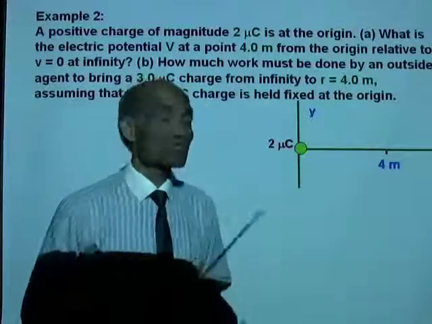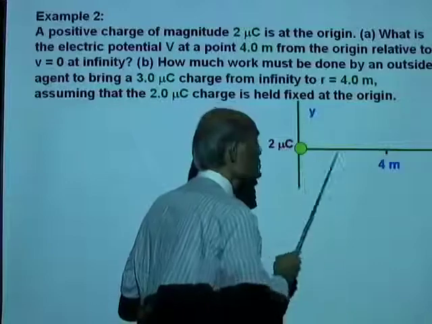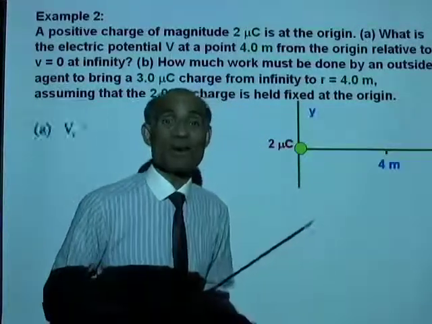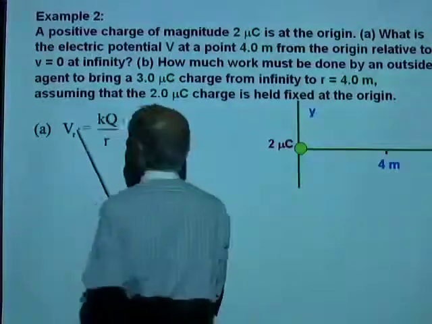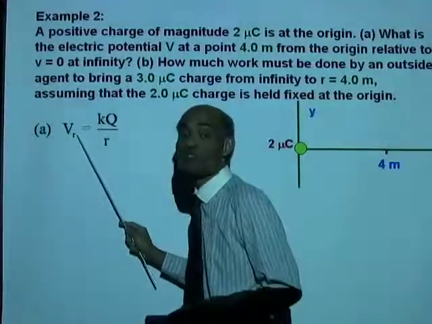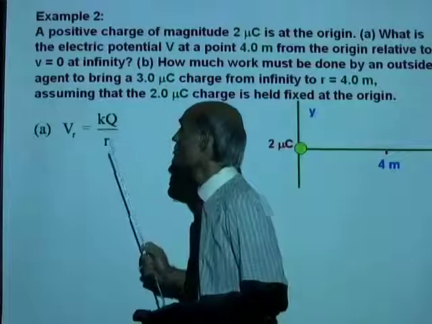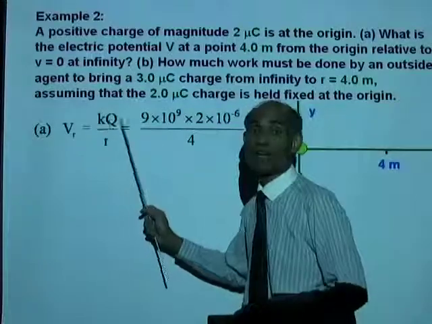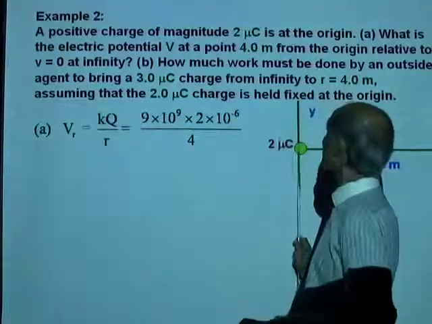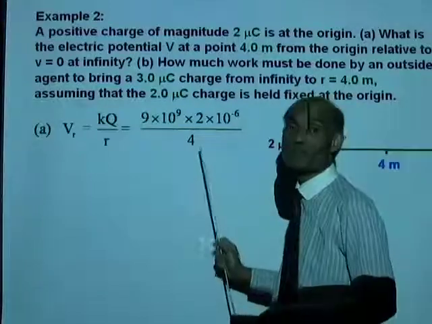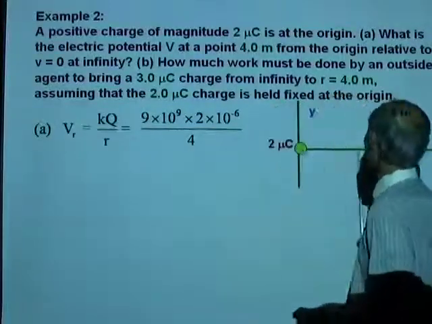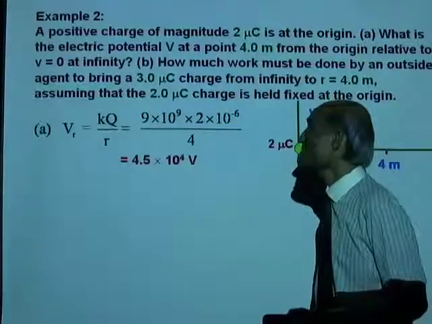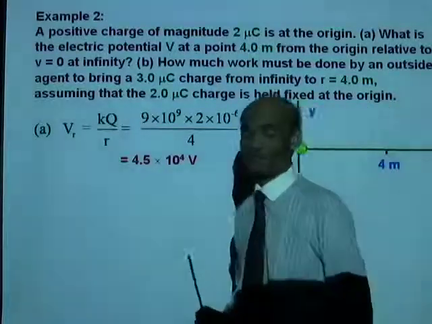The electric potential at a point distance R from a charge is KQ over R. So V, potential at a distance R, equal to KQ divided by R. K is 9 times 10 to the 9. Q is 2 microcoulomb, 2 times 10 to the negative 6. And R is 4 meter. And that will be 4.5 times 10 to the 4 volt.